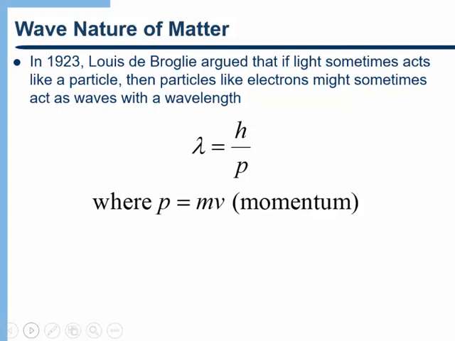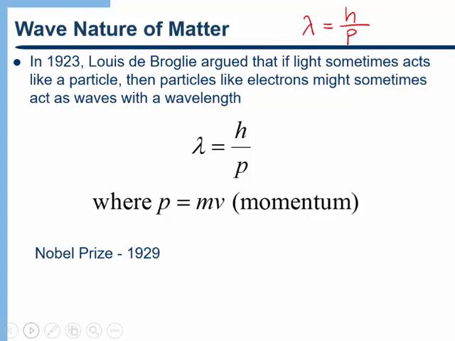So here's what he did. He said, I know that for light, the relationship between the wavelength of light and the momentum is lambda is equal to h over p. And so he postulated that it would simply be the same for particles like electrons and protons. But now where p is our usual definition of momentum, m times v. Well, it turns out that he was right, and he won the Nobel Prize for this in 1929.